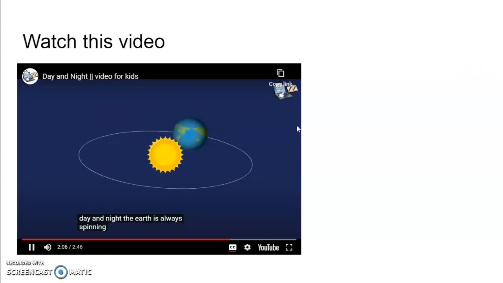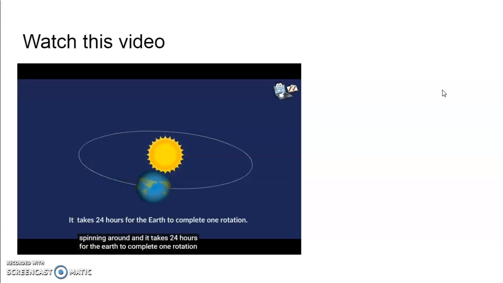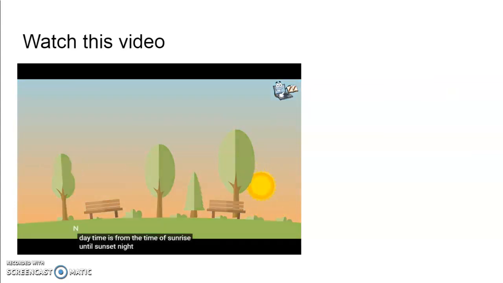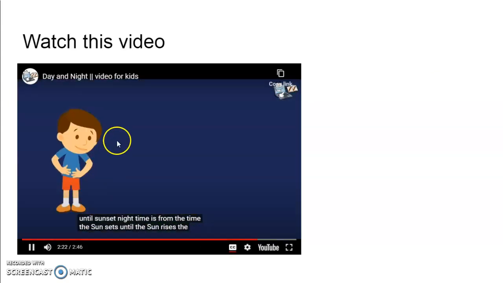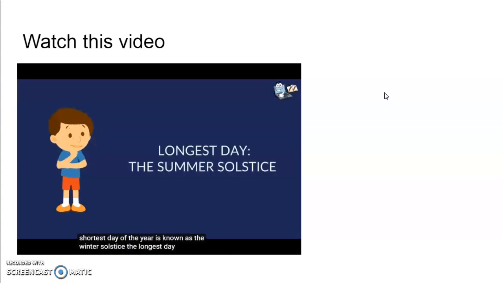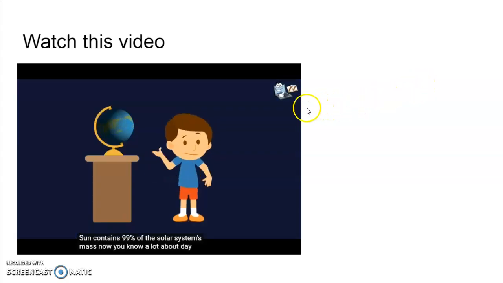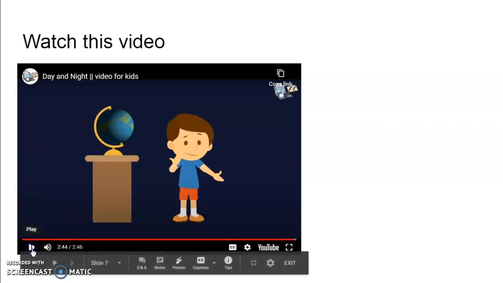The Earth is always spinning around, and it takes 24 hours for the Earth to complete one rotation. Daytime is from the time of sunrise until sunset. Nighttime is from the time the sun sets until the sun rises. This is day. The shortest day of the year is known as the winter solstice. The longest day of the year is known as the summer solstice. The sun contains 99% of the solar system's mass. Now you know a lot about day and night. Hope you liked it. Stay tuned for more videos and all.